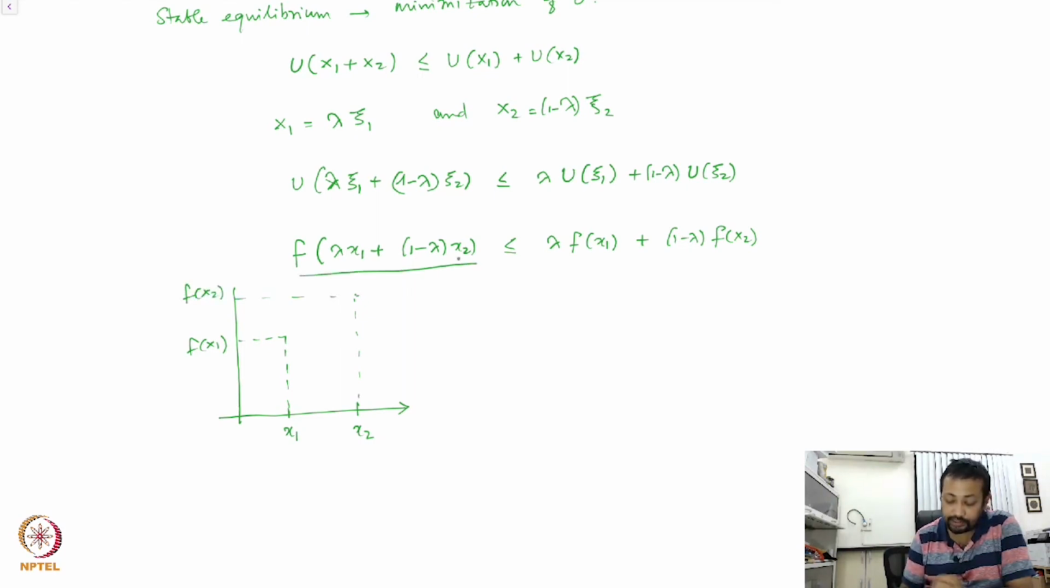And this essentially means that if you take any intermediate point between x1 and x2, which is represented by lambda x1 plus 1 minus lambda x2, the function value at this point must be less than the chord. So essentially you have a function which is something like this, right? Such functions are called convex functions, right?